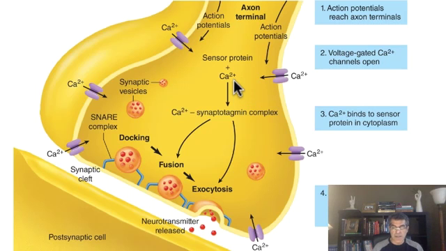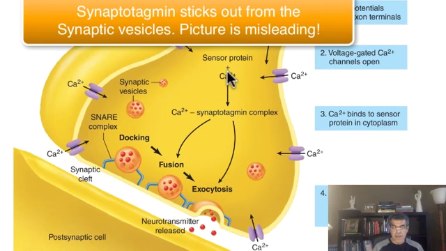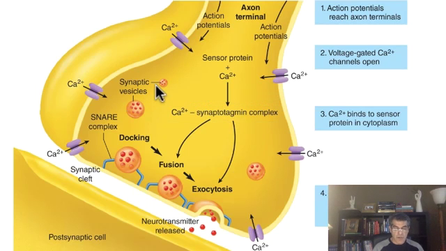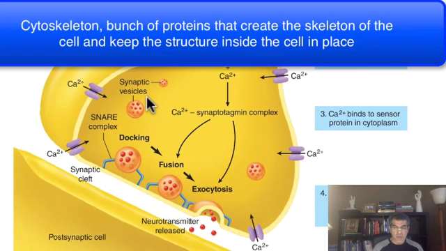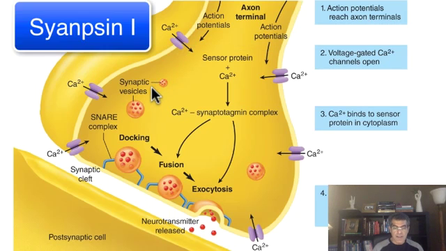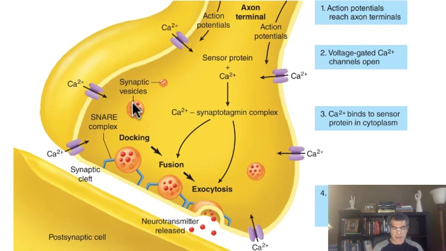When the calcium comes inside the cell, we have a protein called synaptotagmin. Calcium is going to attach to synaptotagmin and create a complex. Now here's a vesicle. These vesicles are not randomly inside this neuron. They are sitting and attached to the cytoskeleton. These vesicles are attached to the actin and the rest of the cytoskeleton, like spectrin, by a protein called synapsin 1. Synapsin 1 is going to keep this vesicle in place.